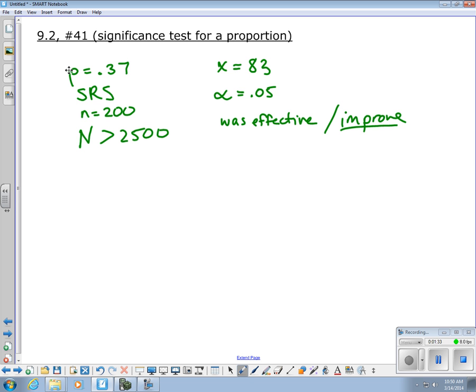First, you're going to define your parameter. Keep in mind that the information you're getting from each person could be categorized as yes or no, success or failure. So this is a proportions problem, even if I hadn't told you that at the beginning. So let p equal the true proportion of students who are now satisfied with the parking situation.